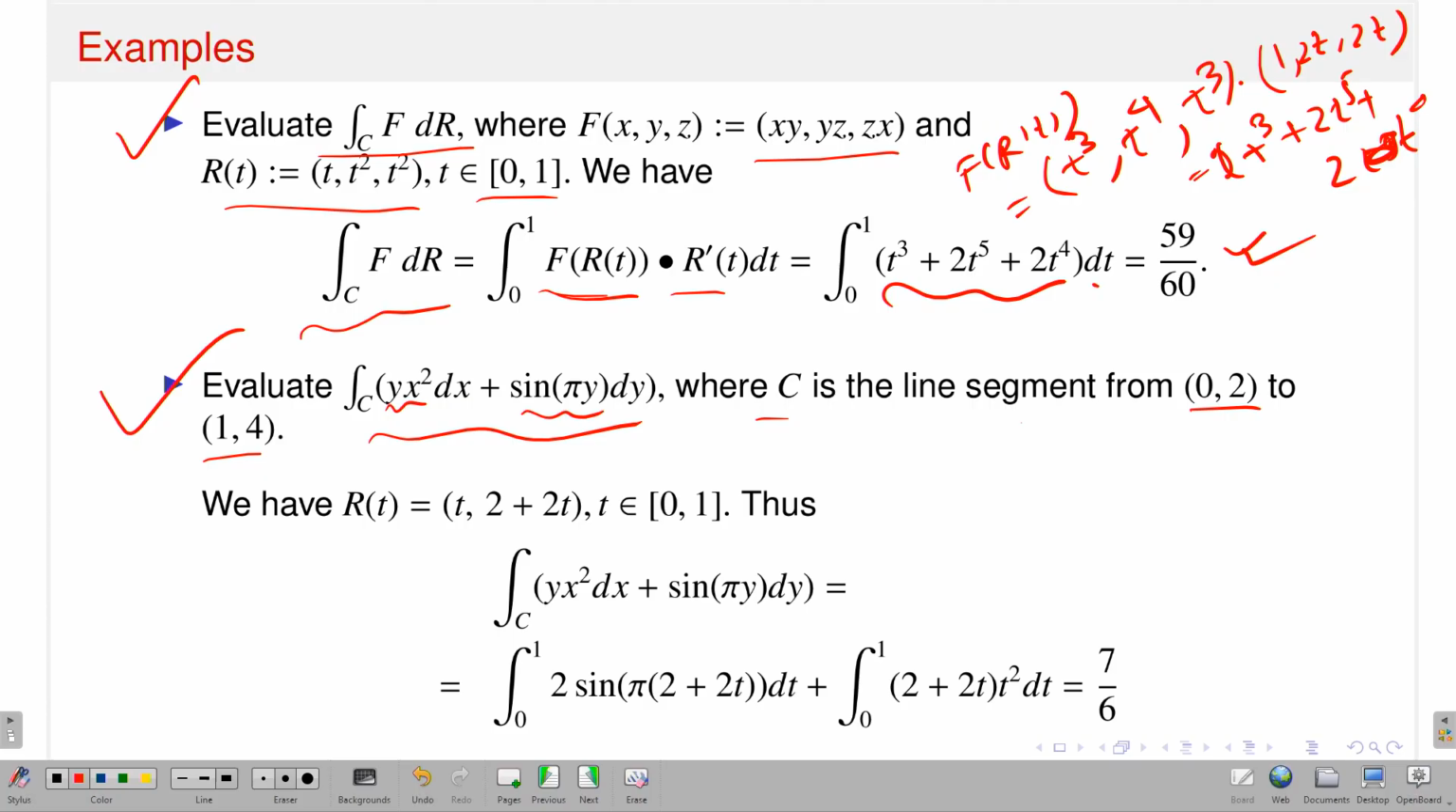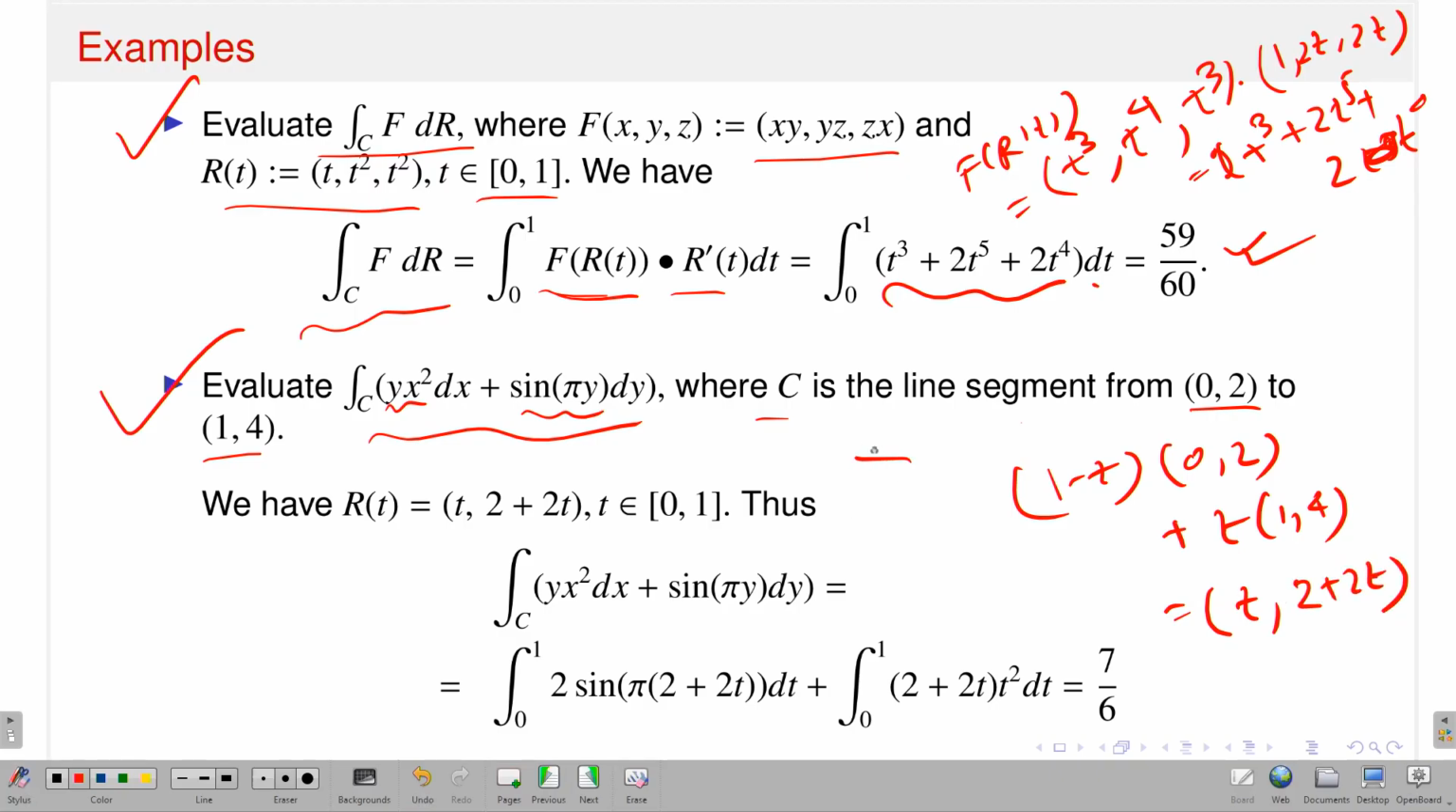So you can just take the parameterization. What is my parameterization? (1 minus t) times (0, 2) plus t times (1, 4). If I add it, what will happen? The first component is t, and the second is 2 minus 2t plus 4t, that means 2 plus 2t. So that is the parameterization. This is the vector line integral, and what is my capital F? My capital F is y comma x square and then sine pi y. Okay, so this is my vector field.